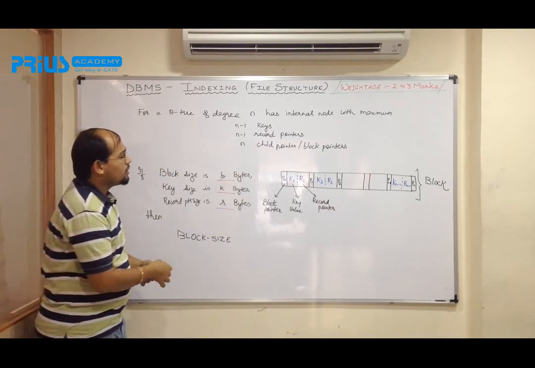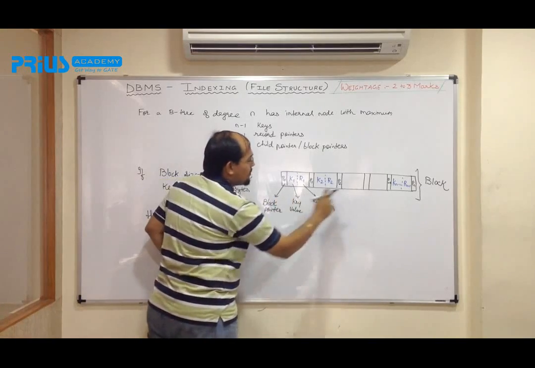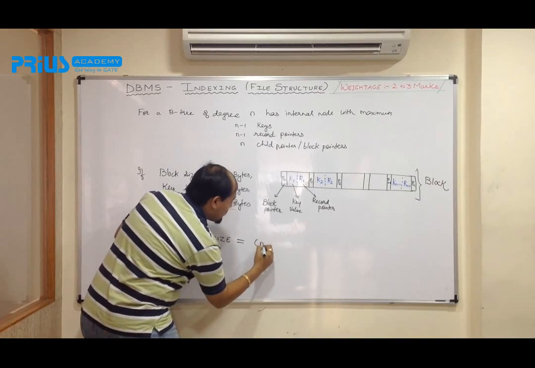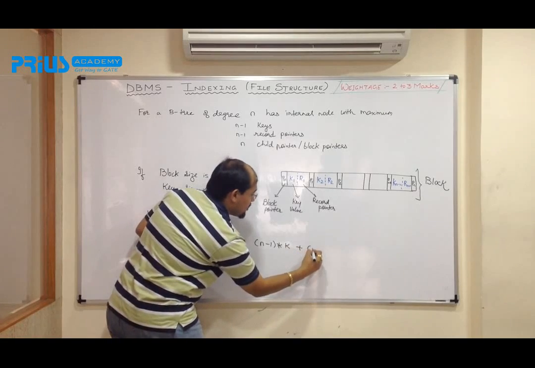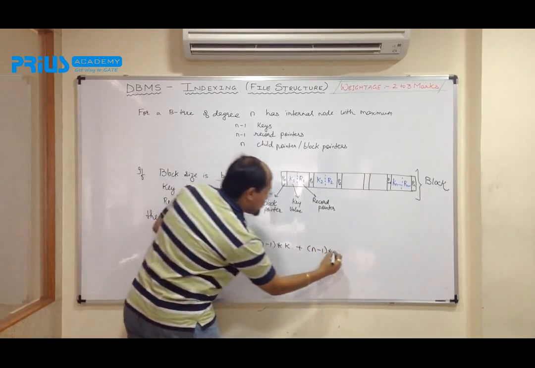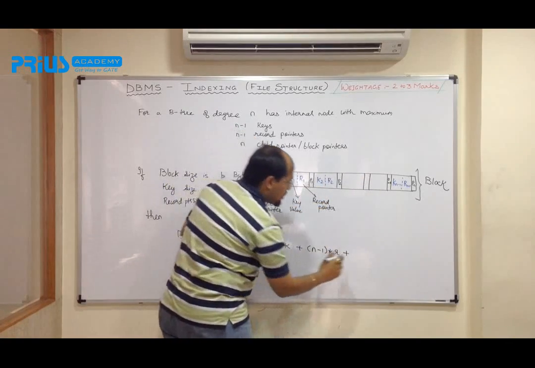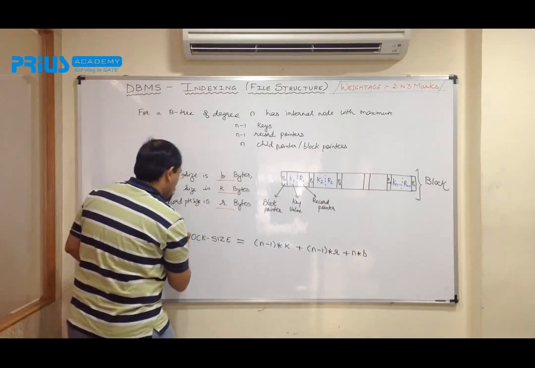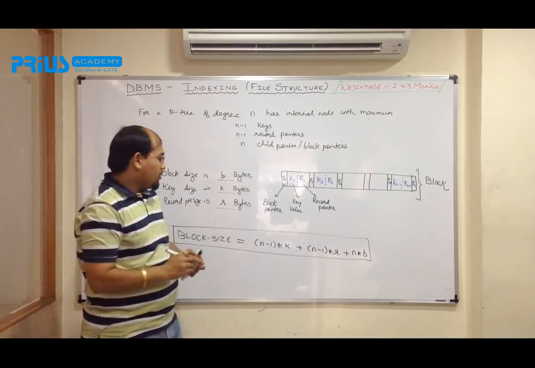So from the figure, what I identify is that in your total block size, there are n minus 1 key records and record pointers. So I can say n minus 1 into k, plus n minus 1 into R, plus how many block pointers are there? Total n block pointers, so n into b. This equation will give you whatever value you want to find.